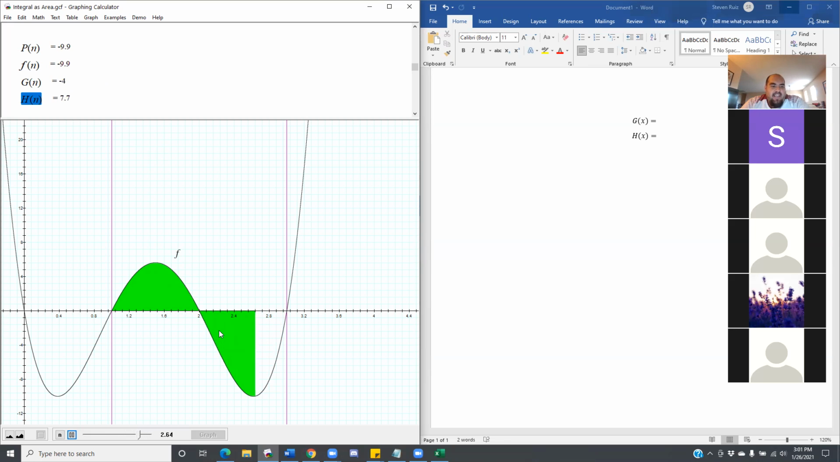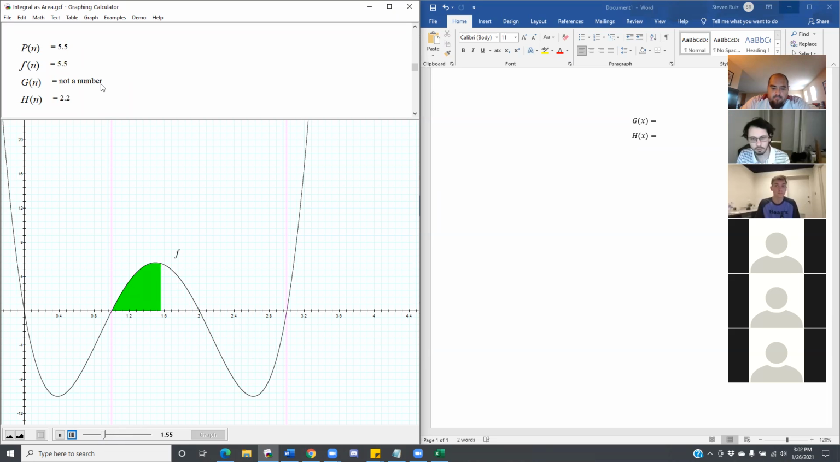As that's animating back and forth, just keep an eye on these four values here, p, f, g, and h. Based on what the function is doing, what the animation is doing, and the values of g, what do we think G of n is giving us a value for? The area underneath the curve. The area underneath the curve. How do we feel about that?